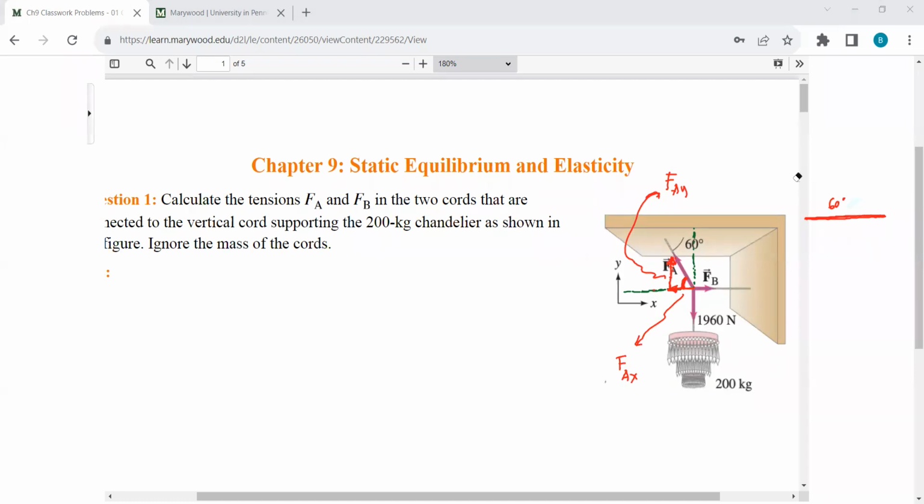So this tells us that FAY is equal to FA sine 60 degrees, because it is the opposite of the 60 degree angle, and FAX is FA cosine 60 degrees because it is the adjacent of 60 degrees. Okay, so now we can write the equation. So first let's start with Fy, I mean the condition of static equilibrium. This is equal to 0. So what are the forces along the y-axis? We have FAY along the positive y, and then mg, or actually mg is 1960 Newton.